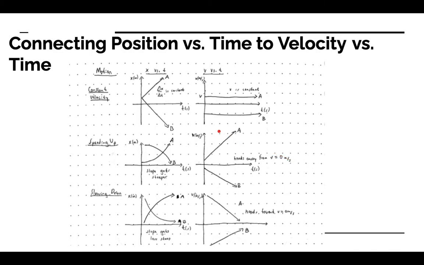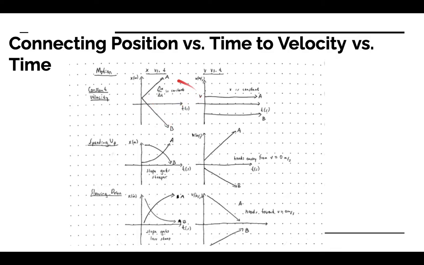So now we can connect position versus time graphs with velocity versus time graphs. If we have a constant velocity, that means our slope is constant, since the slope of a position versus time graph is velocity. So we're going to get just straight lines. If we're heading upwards, that means our position is increasing, so we're going to have a positive velocity. If we're heading downwards, that means we're going to have a negative velocity.